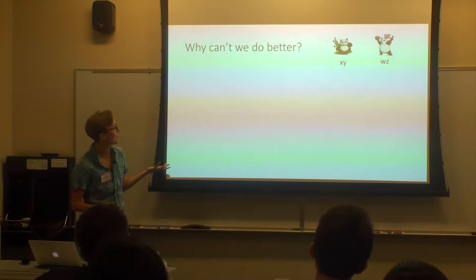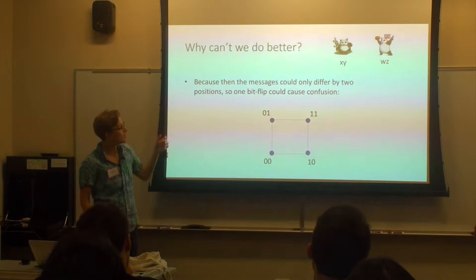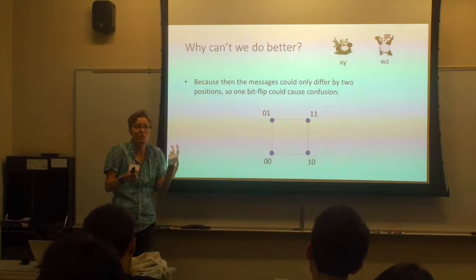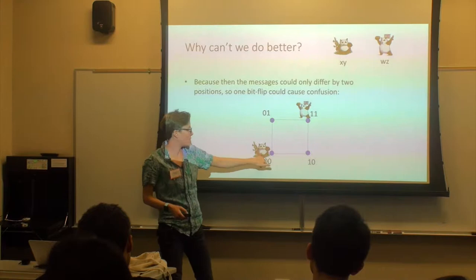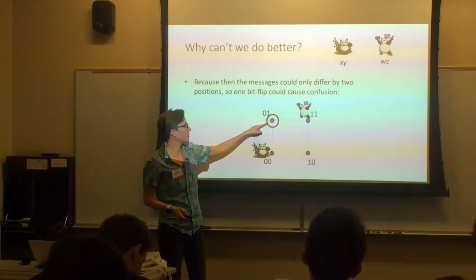Why can't we do it with only 2 bits? The reason, like you just said, is that if they're only 2 bits long, then the messages can only differ by 2 positions, so one bit could cause confusion. To use a similar picture here, if this were 0,0 and this were 1,1, then if one bit got flipped, it would end up here. This is one bit flip away from both of these. I can't tell which one it came from.